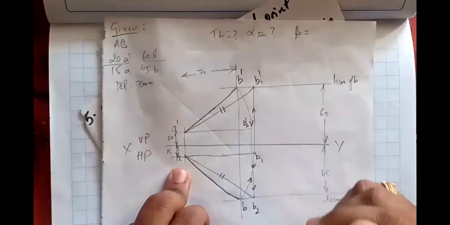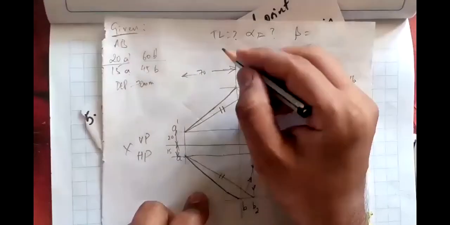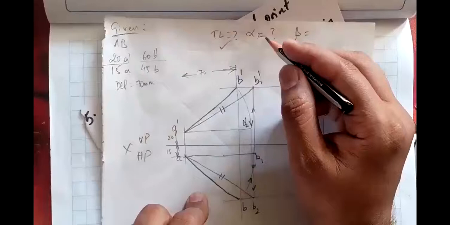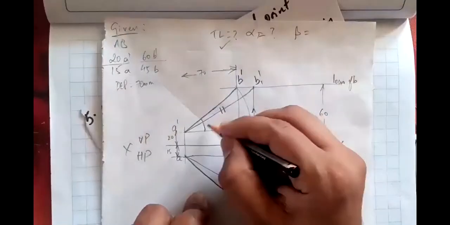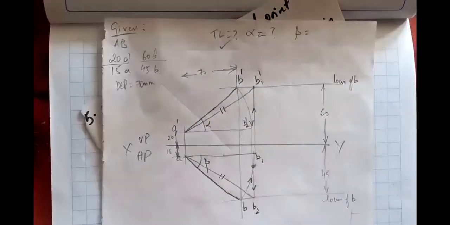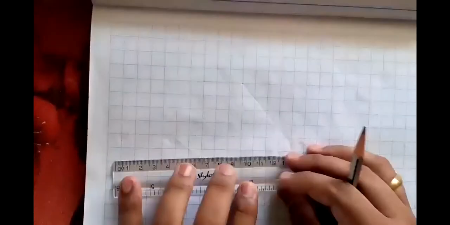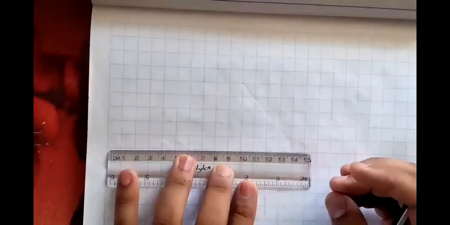Now what is asked? Now I can find out the true length and the apparent inclinations, alpha and beta. Now I'll measure alpha, and this is beta I am going to measure and mark the answer. Able to get it? Let us not waste time. I'll be making it fast. So if you are doing it, please make it as it is.